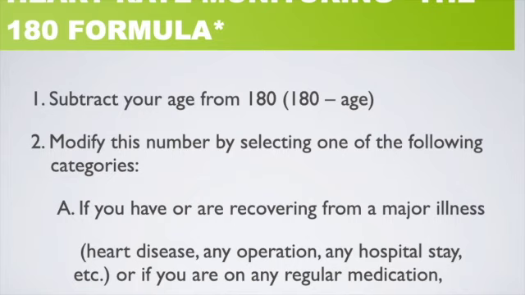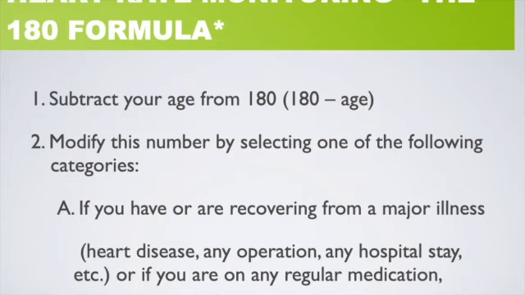It's really simple to teach to patients, which is one of the things I love about it, and it really works. So you subtract your age from 180, and you modify this number by selecting one of the following categories. If you are really behind the eight ball, just recovering from illness, and I would even say if you're older and have never been an exerciser, this would be the category you would be in. You subtract 10 from that.